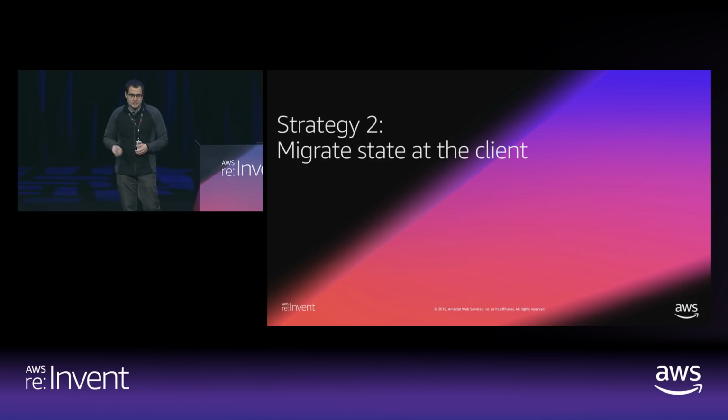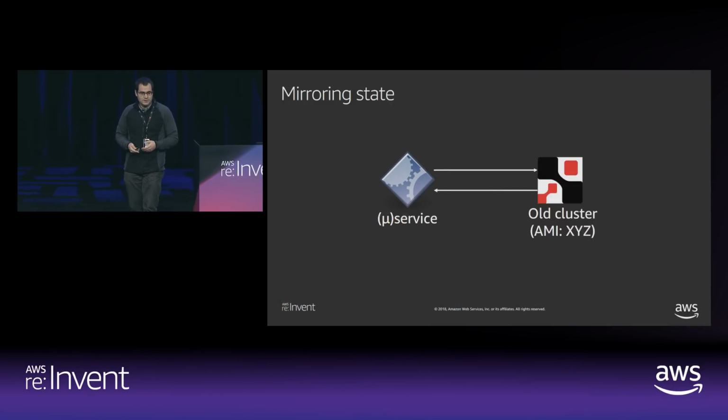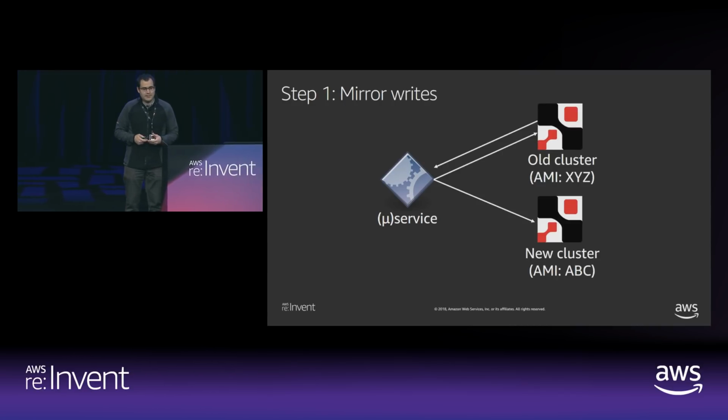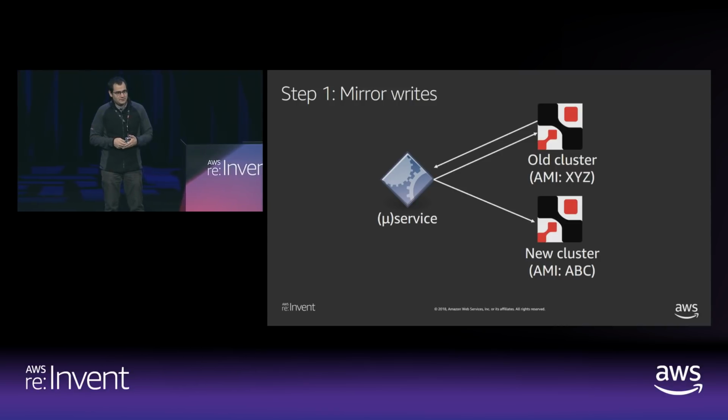So the second strategy I want to talk about is migrating state with your clients. So if you have a client of your stateful service, you can move state using that client. So in this example, we've got a service, micro, macro, I don't really care. It's a service that's sending data to an in-memory cache, in this case EV cache, running an old AMI, so AMI XYZ. And we would like to upgrade it to AMI ABC. In order to do that, we follow a simple 5-step process.